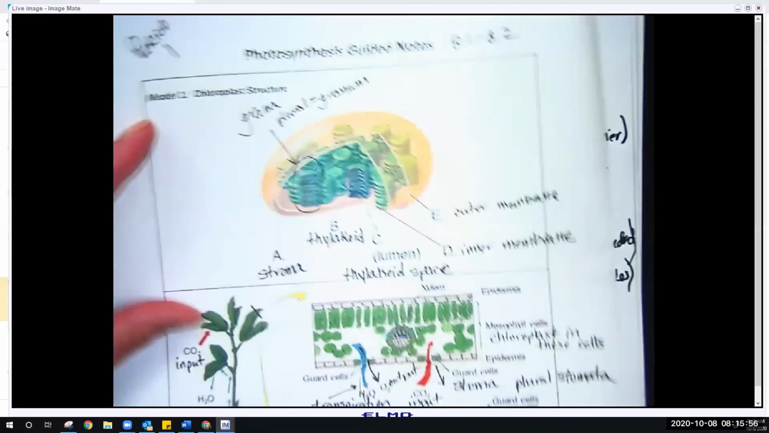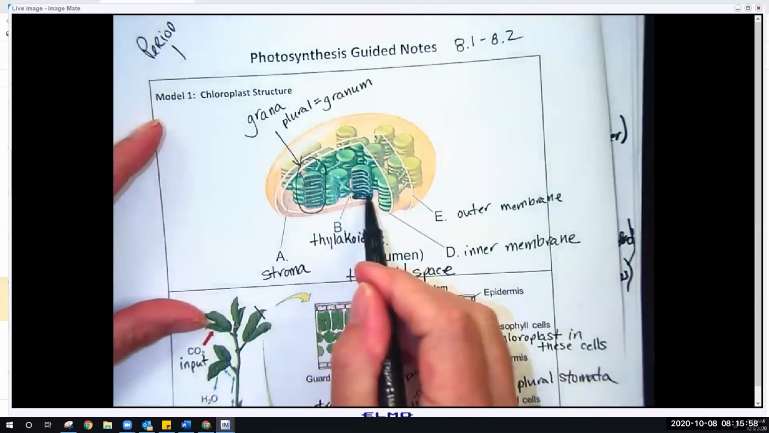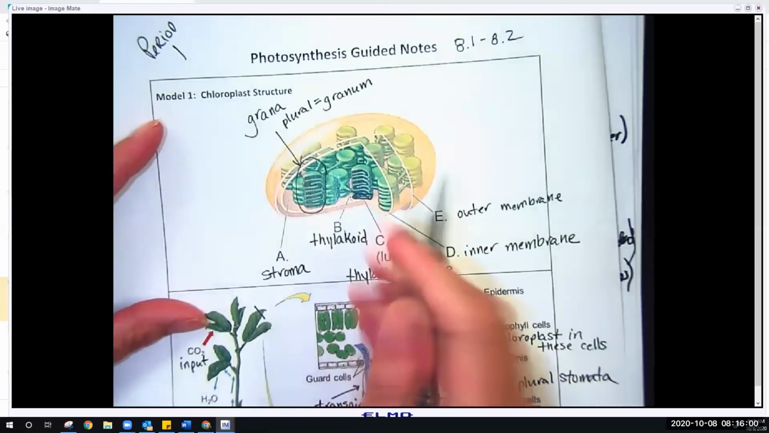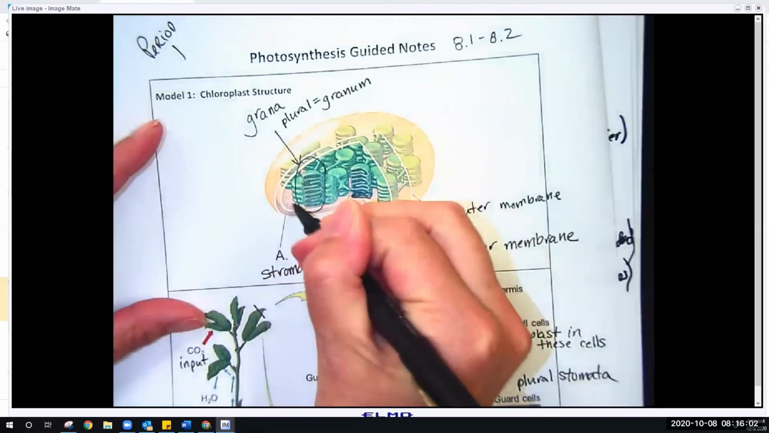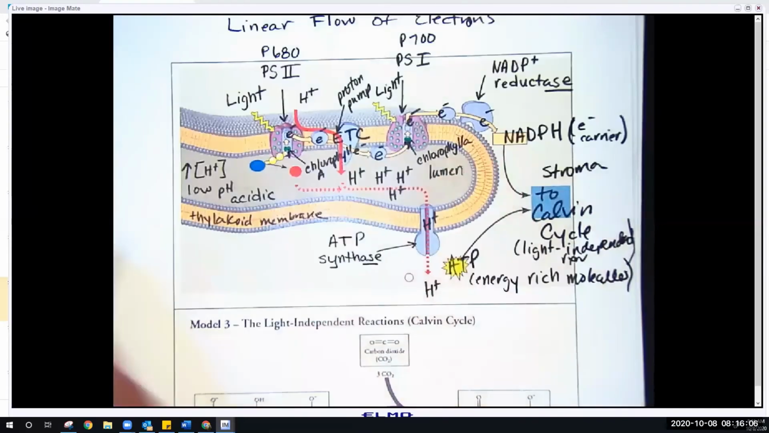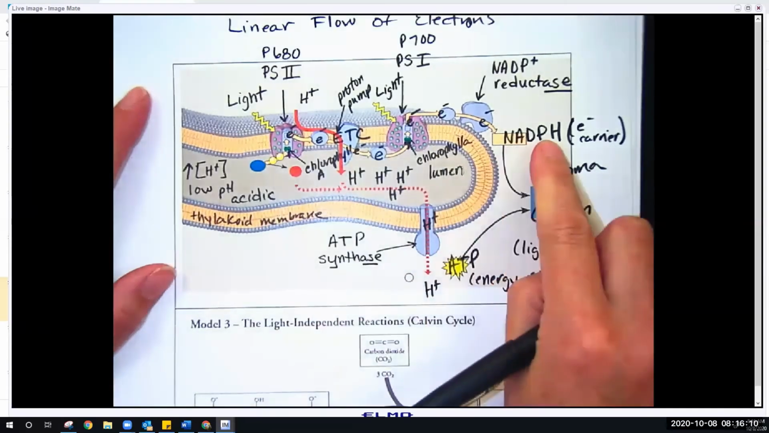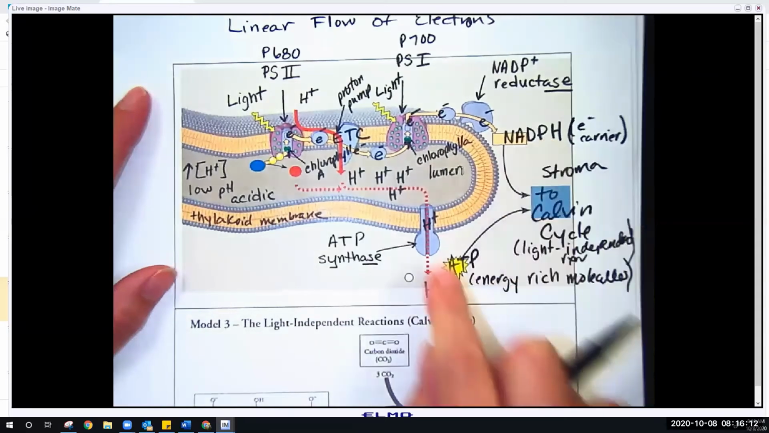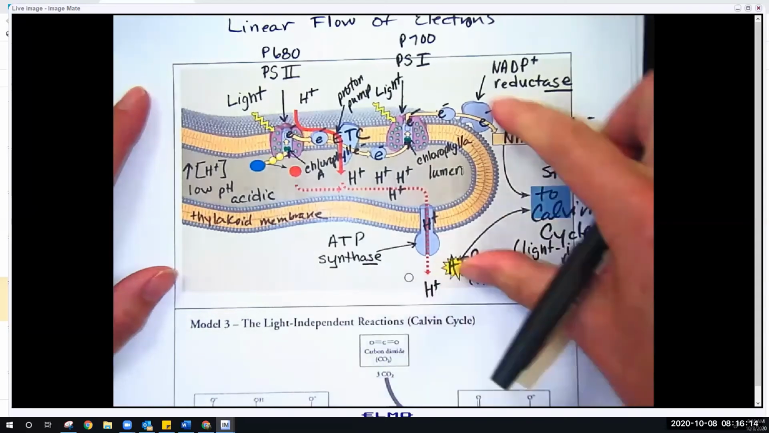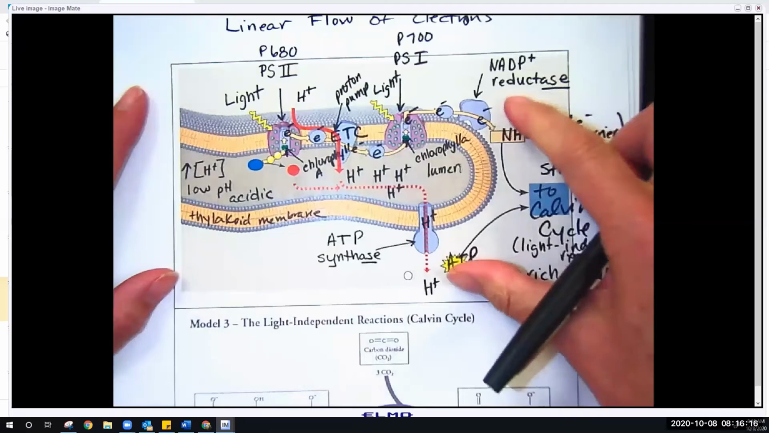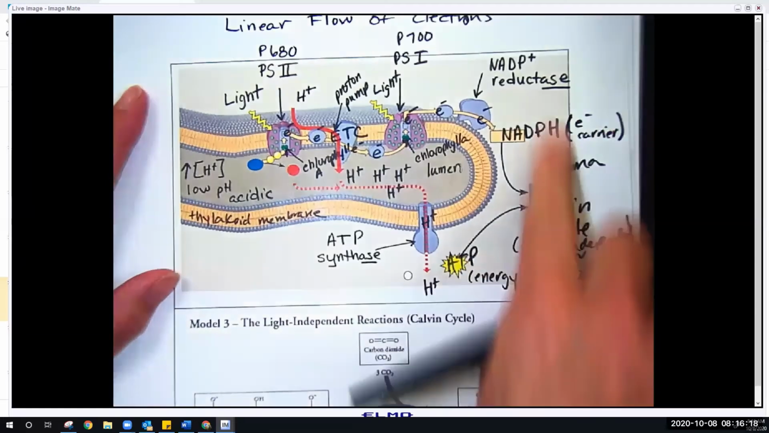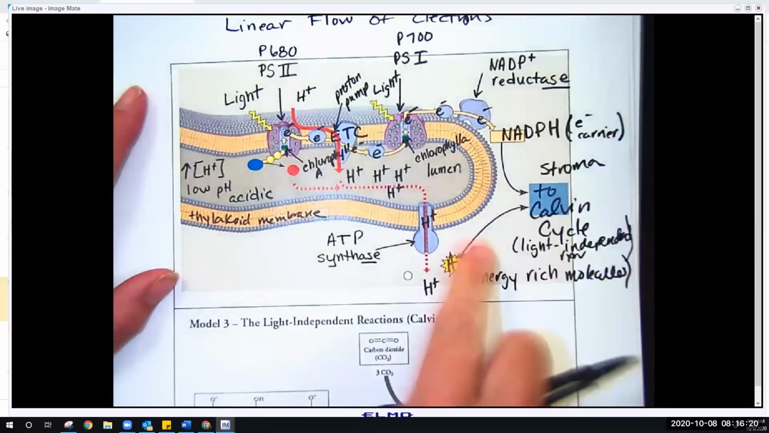The light reaction is happening in the thylakoid, but the Calvin cycle is going to happen in the stroma out here. What I want you to see is that NADPH, the electron carrier, and ATP are already in the stroma. They're already outside of the thylakoid, and this is where the Calvin cycle happens, out here in the stroma.